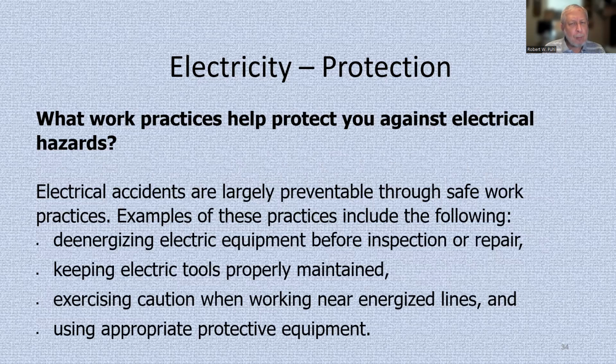What work practices help protect you against electrical hazards? Electrical accidents are largely preventable through safe work practices. Examples of these practices include the following: de-energizing electric equipment before inspection or repair, keeping electric tools properly maintained, exercising caution when working near energized lines, and using appropriate protective equipment.